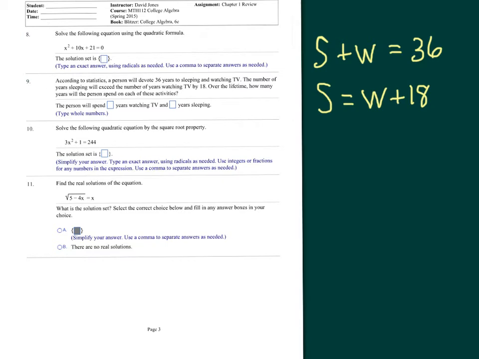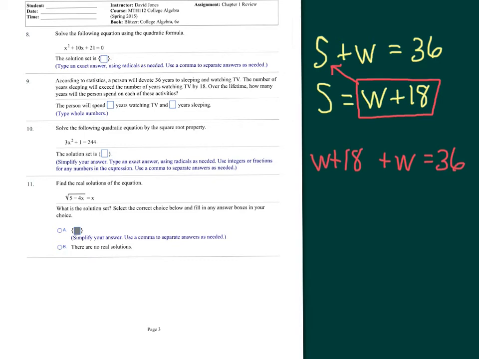If you look at the equations individually, we can't solve this top one, S plus W equals 36, because we've got two different variables. We can't solve the bottom one because we've got two different variables also. But if we could substitute this W plus 18 in for S up top, since we know S is equal to that, then we could solve it. So instead of that S plus W, we'll replace S and then write the rest of that equation.